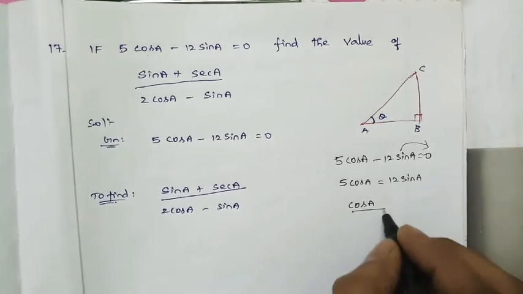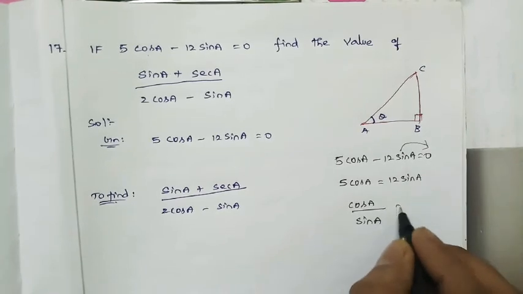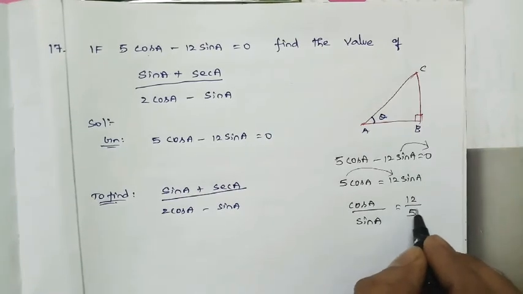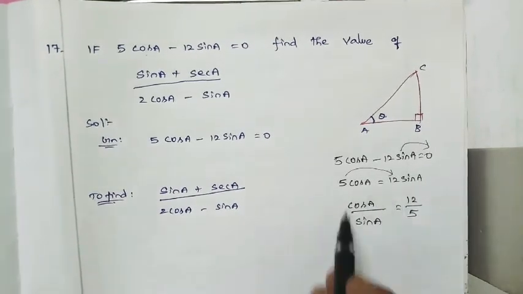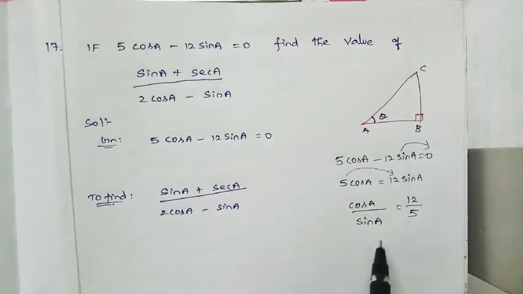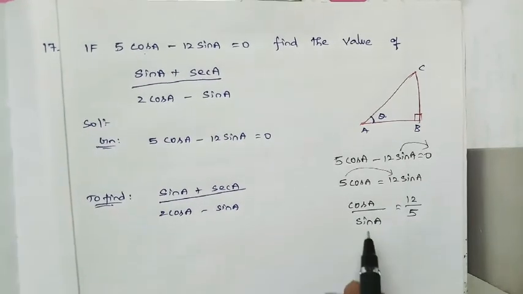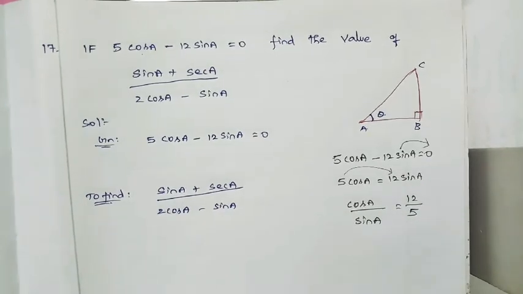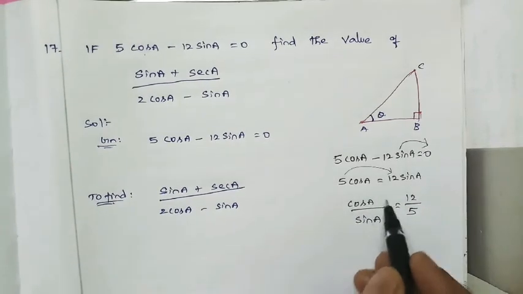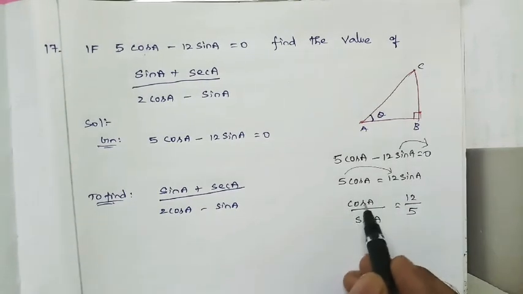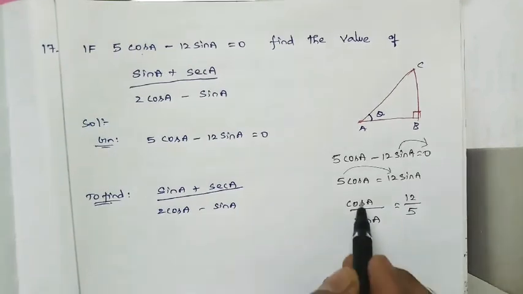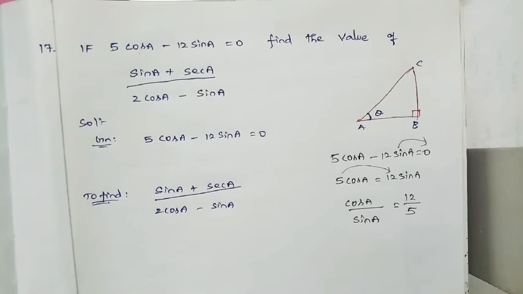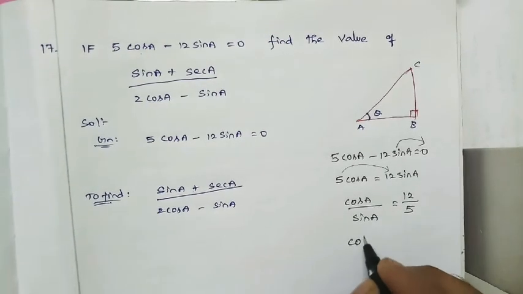cos A divided by sin A is equal to 12 divided by 5. Now we got the value of cos A by sin A. I told you from the first class itself, whenever we have the value of a trigonometric ratio, we always want to get cos A alone. So what is the value of cos A by sin A? Already we know that: cos A by sin A is cot A.